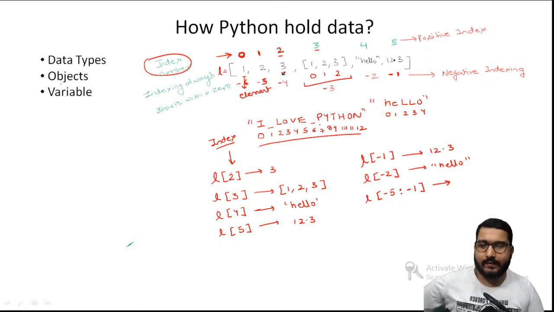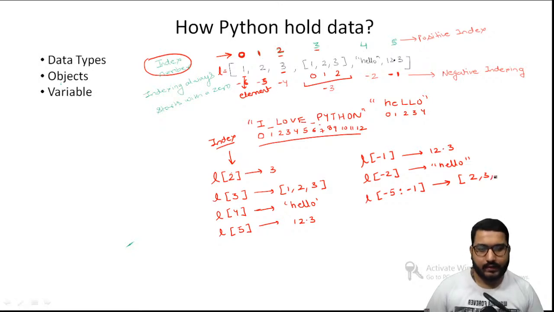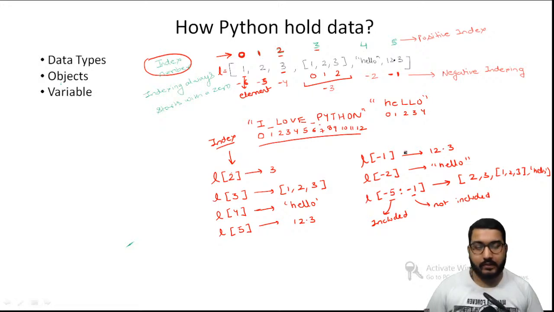So -5 is basically your 2. So I will get starting from 2, then after this I have 3, then I have 1 2 3, which is a list, then I have hello. Now remember, -1 will not be included, so this is included but this is not included. So that's the reason you will get this 2, then 3, then 1 2 3, which is a list, and then hello. Okay, so you will not get -1 because this is not included.